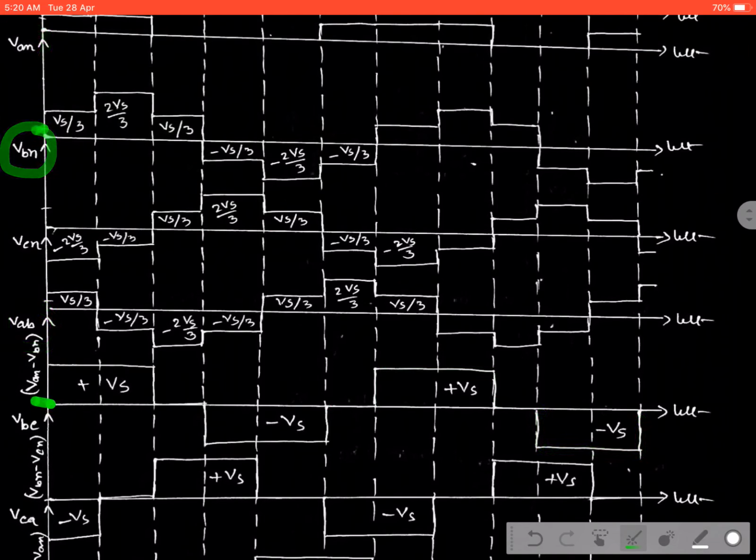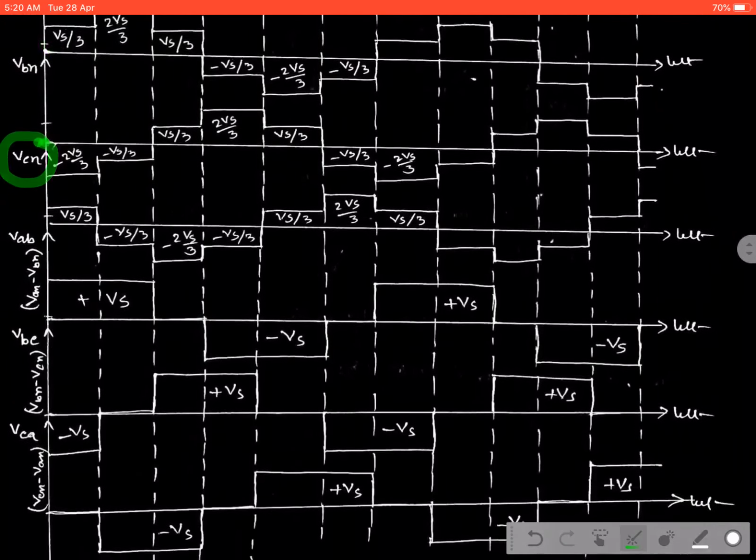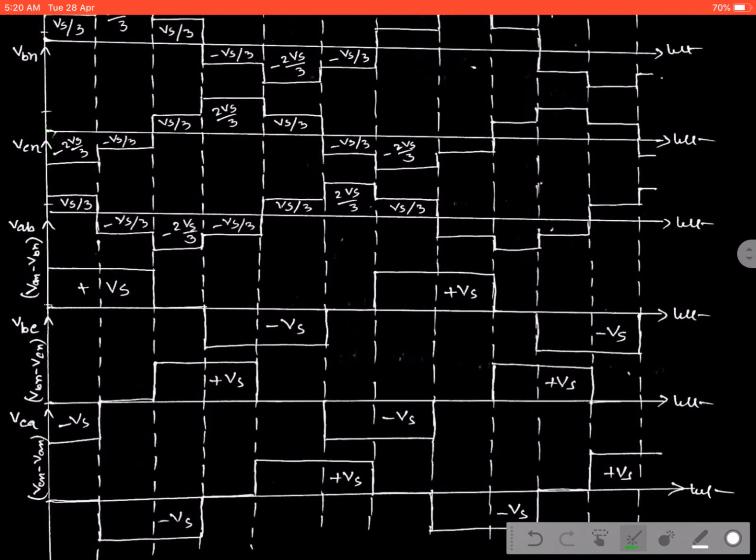A similar thing we can do for the next one, that is VBC, that means VBN minus VCN. Now see the waveform very carefully. VBN equals minus 2 Vs by 3 and VCN equals minus Vs by 3. So that means it will give you minus Vs. Next part, VBN equals minus Vs by 3 and VCN is minus Vs by 3. That means the difference is 0. That means it provides 0 voltage.